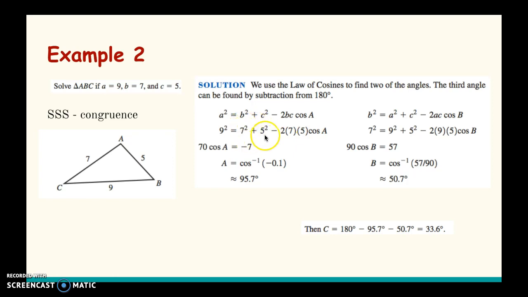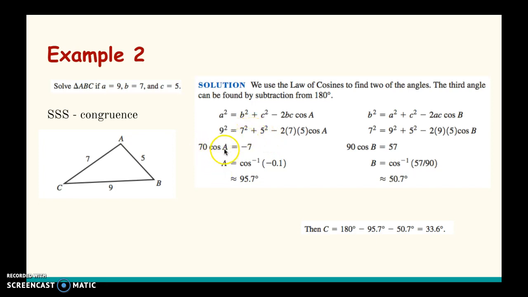So I combine these terms and notice that cosine A has the leading coefficient of 2 times 7 times 5, that is 70. And then it's negative, so I take it over to the other side of the equal sign. That's where the 70 cosine of A comes from. So basically this term was moved to the left side, and then the constant came over to the right side to join the other constants here.